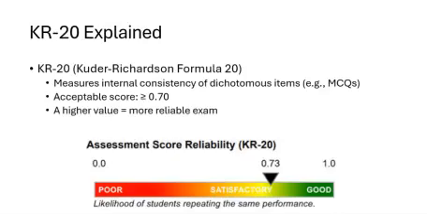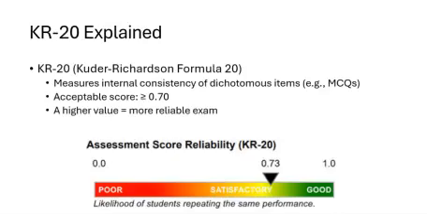KR20, short for the Kuder-Richardson Formula 20, is used to measure the internal consistency of an exam. Typically, this is useful for tests made up of multiple choice or true-false type questions. Reason being, these types of questions have specific correct and incorrect answers, making it easier to track how reliable the test is as a whole.